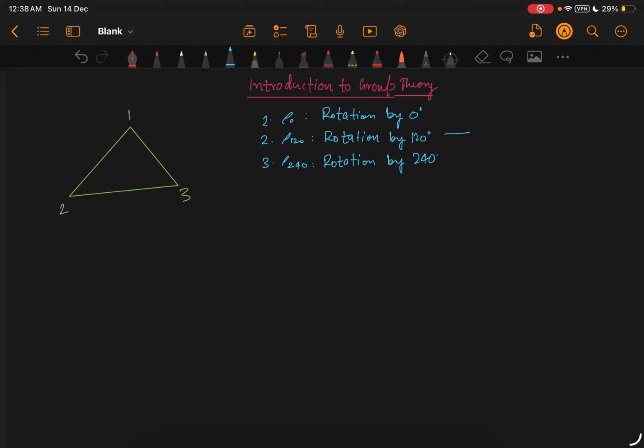So I'll just draw quickly here. This 0 degree is nothing but the same thing, so I'll not draw that. I'll quickly draw the second and third one. So this will give 1, 2 and 3, and this will give 1, 2 and 3. Yeah, something like that. So what are the other possibilities?